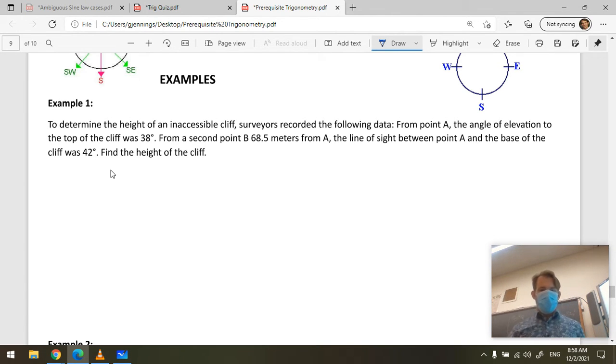We have an inaccessible cliff, so draw the cliff. We're looking for the height of this cliff. So I'm going to draw my cliff over here. We can't get to the top, so I can't just drop a measurement down. And then from point A, somewhere over here, this is point A. The angle of elevation to the top of the cliff is 38 degrees.